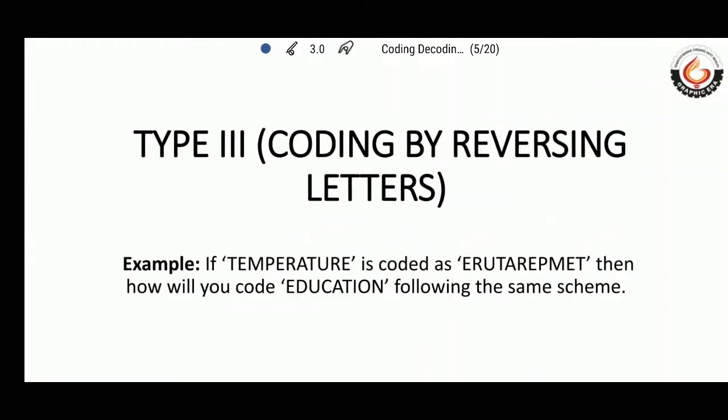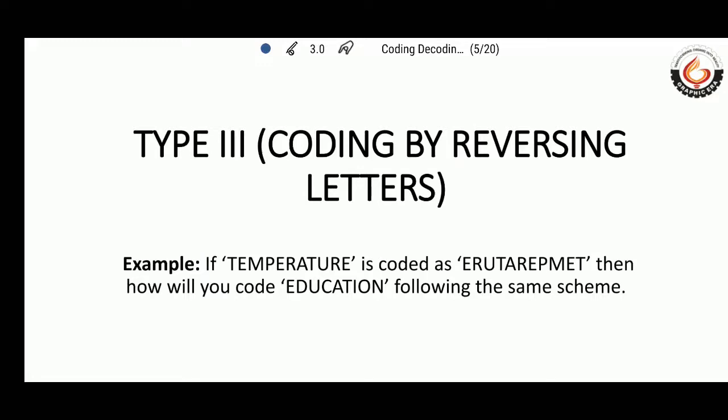Next, type 3, coding by reversing letters. Now in this, there could be straight reversal as well as reversal in groups. For example, they have given that the word TEMPERATURE is coded as ERUTAREPMET. If we clearly see, they have just reversed all the letters and coded them.